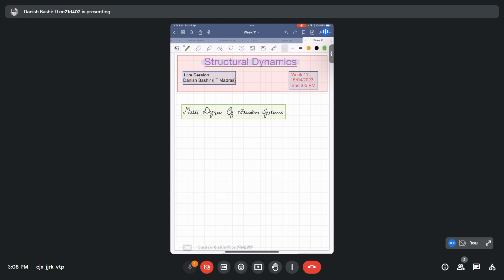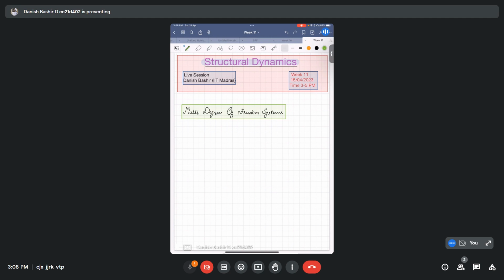But in today's live session lecture, we will be continuing our discussion that we left last week on multi-degree of freedom systems, wherein we solved some numerical problems related to 2 degree of freedom system and 3 degree of freedom system. Continuing from that, today we will see some more important concepts in the dynamics of multi-degree of freedom systems.